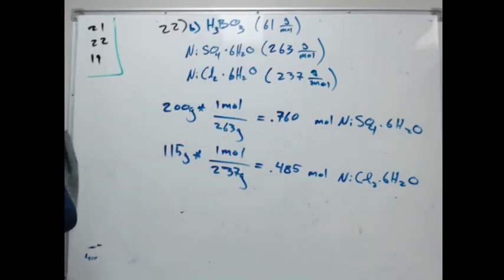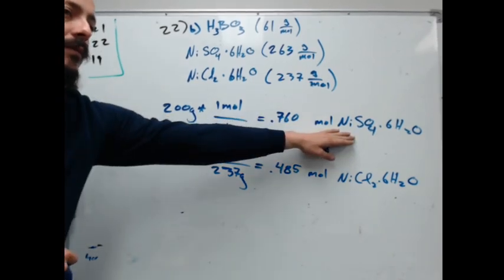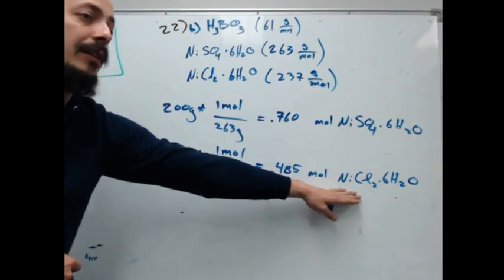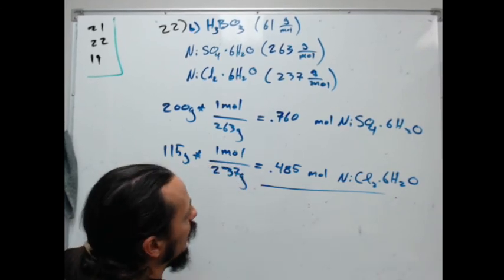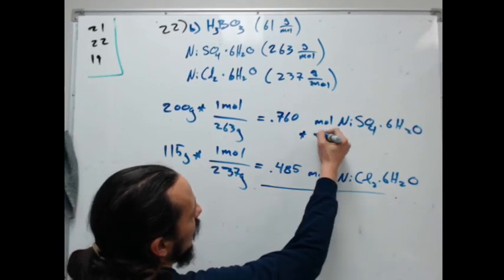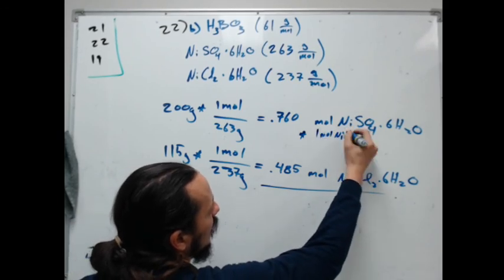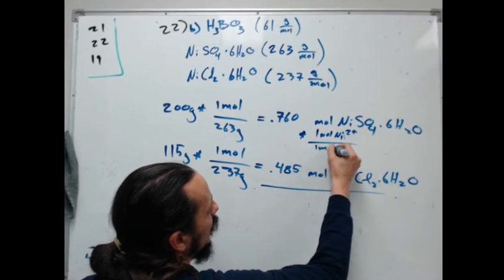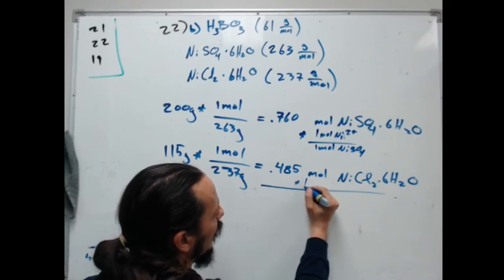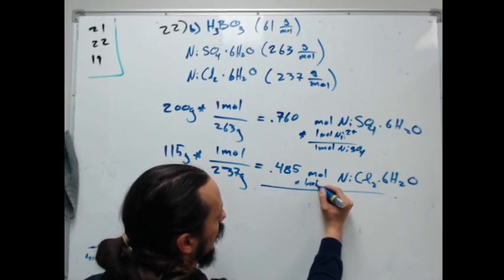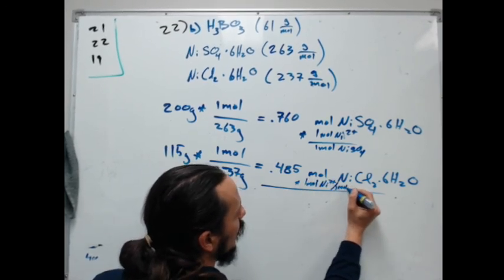Notice how many nickel ions are in each nickel sulfate? 1. How many nickel ions are in each nickel chloride? 1. So that means if I add these two up, and we're going to learn more about stoichiometry in the future, essentially I can multiply by 1 mole nickel 2+ for 1 mole nickel sulfate. And I can do the same thing here, multiply by 1 mole nickel 2+ for 1 mole nickel chloride.